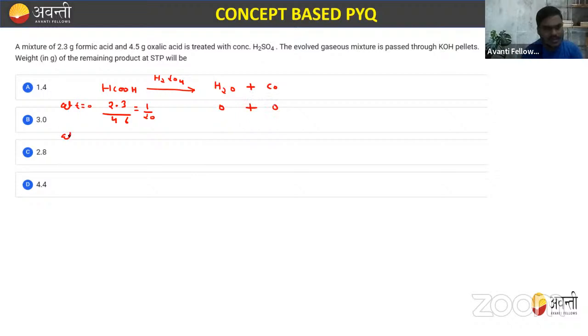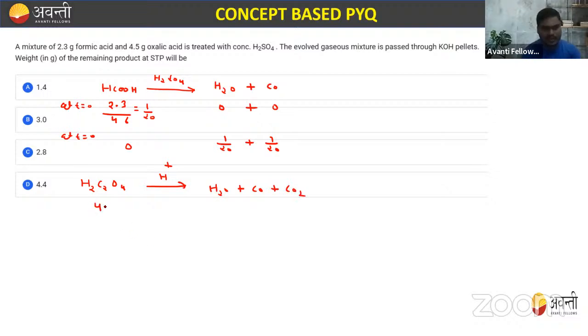Now at t equals some time, that is we say final. So here 0 mole remains, the reaction is complete. And here how much is formed, beta? 1 by 20 plus 1 by 20. Similar for the oxalic acid, we know the formula of oxalic acid is H2C2O4. When treated with H2SO4, H plus, it will convert to H2O plus CO plus CO2.